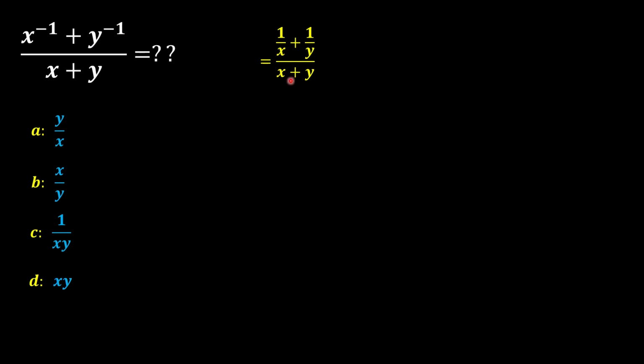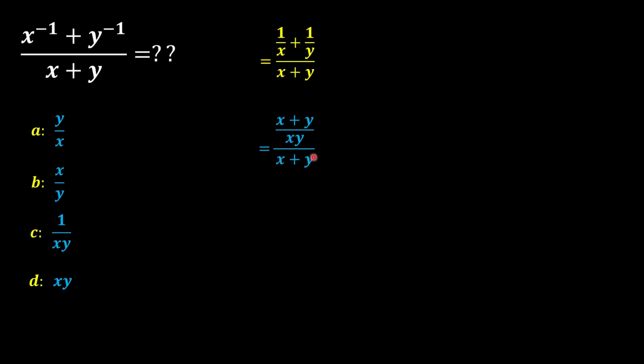Over x plus y will remain the same. Now in the next step, we should take the LCM for this expression, and as a result we will get x plus y over xy, and over x plus y. How? When we take the LCM, y will multiply with this one and x will multiply with this one. As a result we will get x plus y over xy, and the overall x plus y will remain the same.